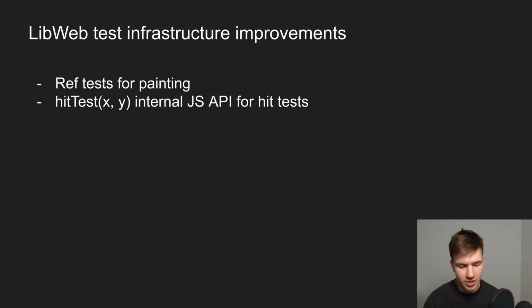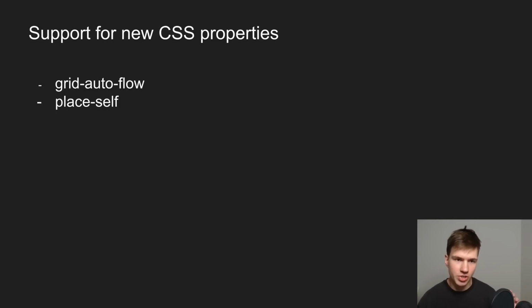And besides this, I also did a bunch of grid layout bug fixes and added support for 2 new CSS properties, which are grid-auto-flow, that defines whether a column or row needs to be created to place the next auto-positioned item, and place-self, which is a shorthand for the align-self and justify-self properties.